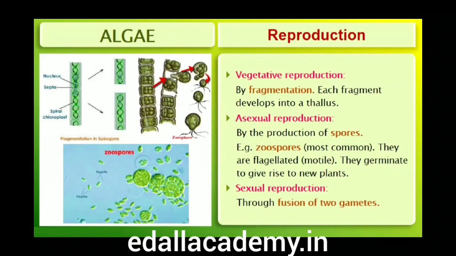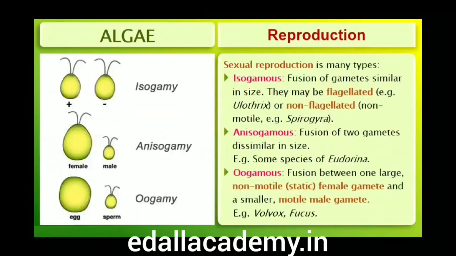Sexual reproduction takes place through fusion of two gametes. These gametes can be flagellated and similar in size, as in Chlamydomonas, or non-flagellated, non-motile, but similar in size, as in Spirogyra. Such reproduction is called isogamous. Fusion of two gametes dissimilar in size, as in some species of Chlamydomonas, is termed as anisogamous. Fusion between one large, non-motile, static female gamete and a smaller, motile male gamete is termed oogamous, for example, Volvox, Fucus.